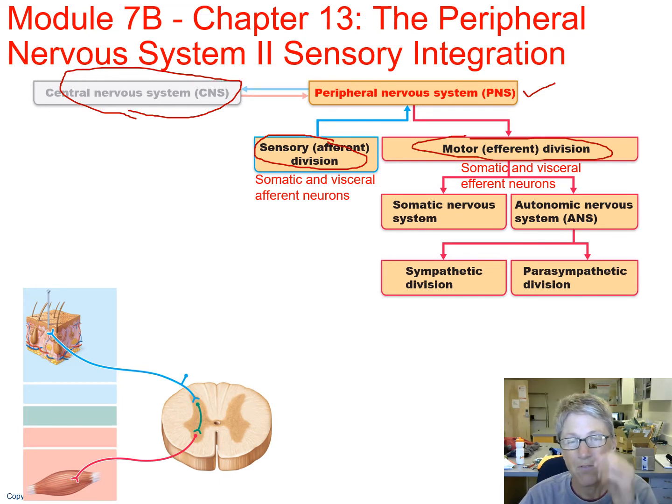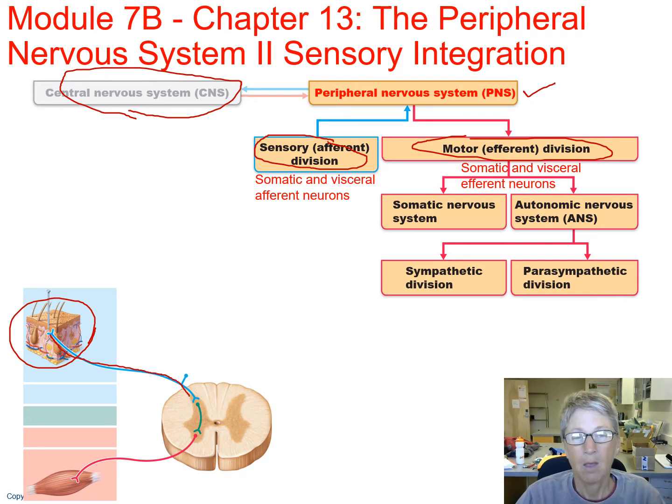The sensory afferent division is a sensory division, so there are somatic afferent, sensory afferent neurons. That's coming from sensing things from the skin and skeletal muscle and joints. So this cartoon down here shows the blue sensory afferent neuron coming in from the skin, but it could also show sensory afferent information coming in from a skeletal muscle or a joint.